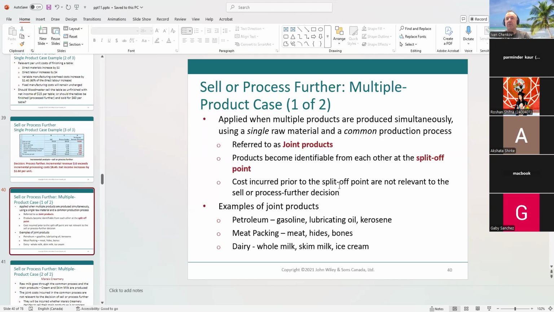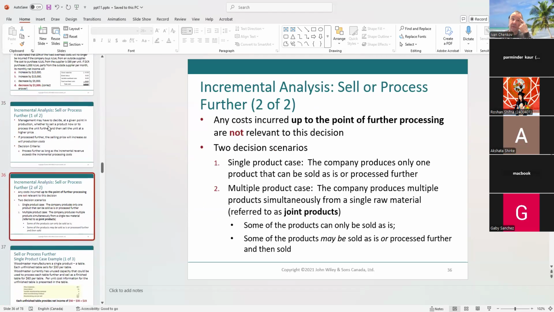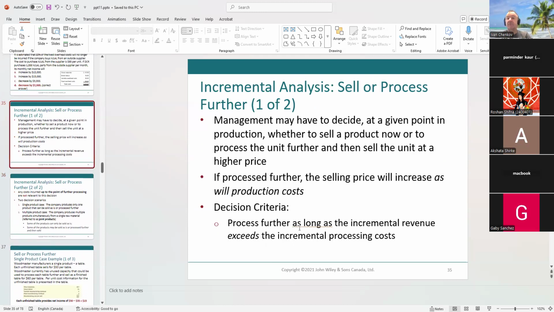With the meat, you can sell it as it is, or you can make hides, you can sell it as bones. Dairy, you can sell it as milk, but you can make whole milk, you can make skim milk, you can make ice cream. The question is, which one of those should I process further? Same decision criteria: process further as long as incremental revenue exceeds incremental processing cost.